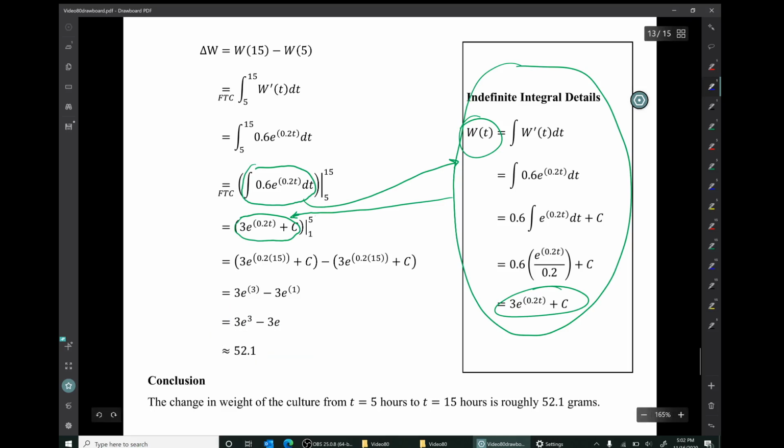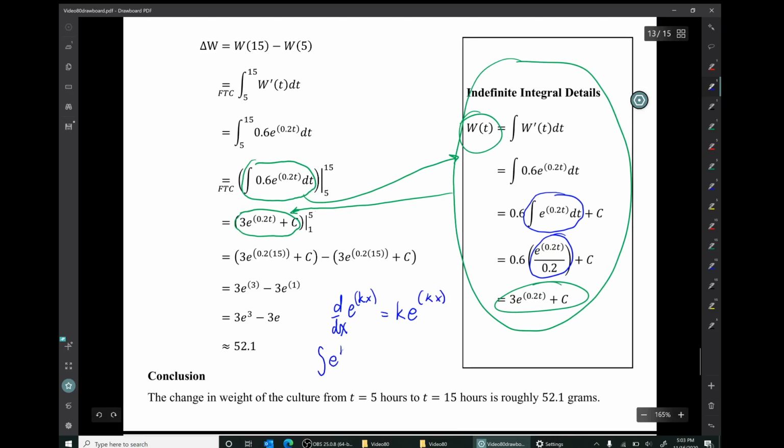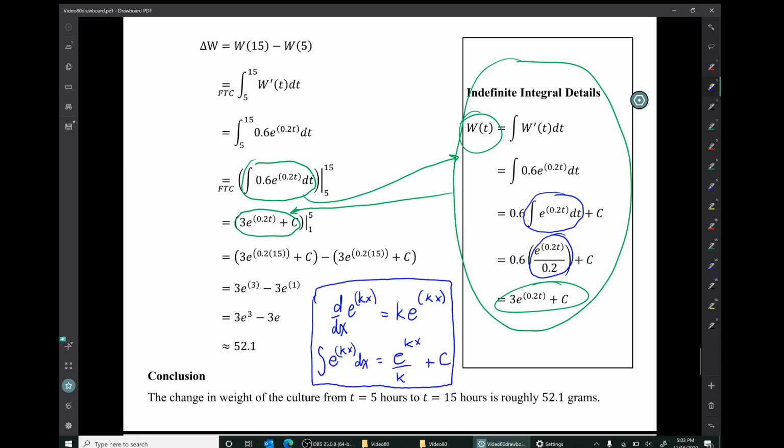Now, a couple of other things to notice. When we do this indefinite integral, we use that indefinite integral rule. Remember that there's a pair of rules that's worth remembering together. One is a derivative rule, and the other rule is an indefinite integral rule. That pair of rules is useful to remember together.